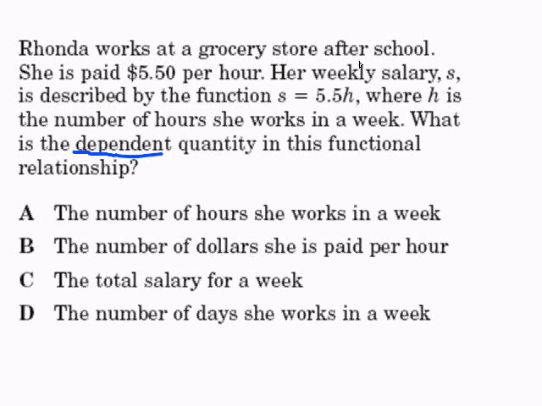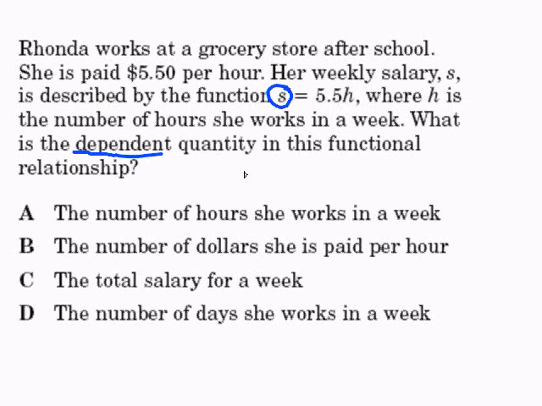So Rhonda works at a grocery store after school. She's paid $5.50 per hour. Her weekly salary is S, described by the function S equals 5.5h, where h is the number of hours she works in a week. What is the dependent quantity in this functional relationship? So if you remember, dependent is always on the left-hand side of the equation, or always first. So your dependent quantity is S, because the salary depends on the amount of hours worked.